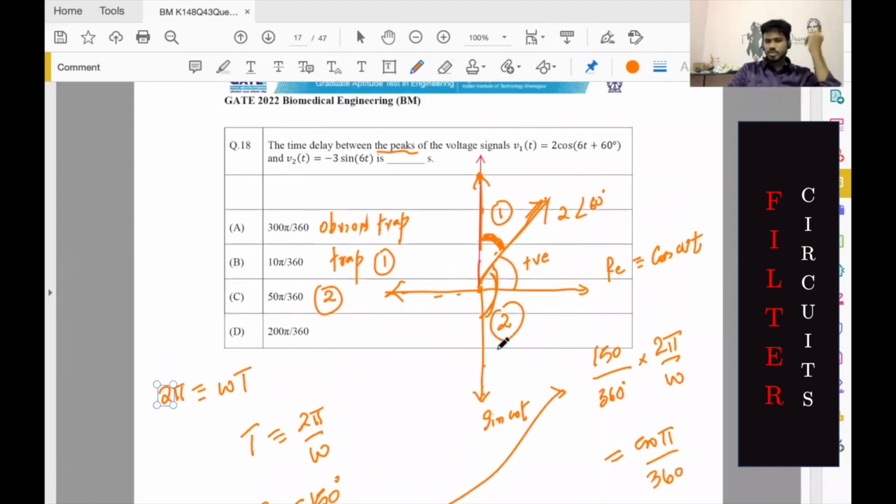So this is somewhat tricky, and so the positive peak happens here, and yeah, so whenever this has a positive peak, after this much time, this should have a positive peak. So the delay should be 50 pi by 360. If you are looking at distance between negative and a positive peak, because peaks doesn't specify positive or negative, you could say 10 pi by 360 can be an answer.